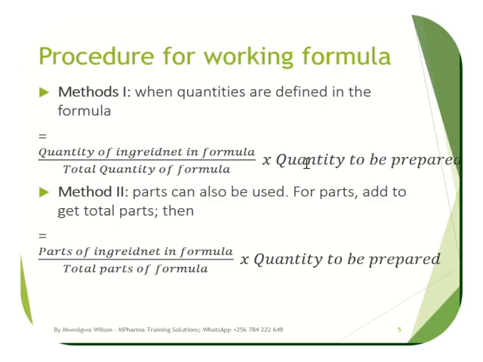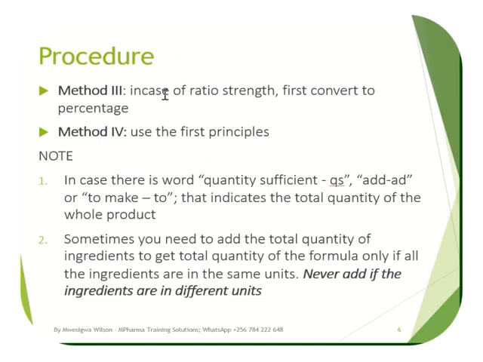And for each quantity you calculate, ensure you write the name of that quantity. Now, if you are given parts, in method 2, just add the parts to get total parts. Then the parts of that ingredient you're going to prepare, divided by the total parts, times the quantity desired to be prepared, gives you the quantity of that ingredient. In case of ratios and percentages, use the principles which we have discussed in expression of strength and ratio strength. And also you can use first principles.